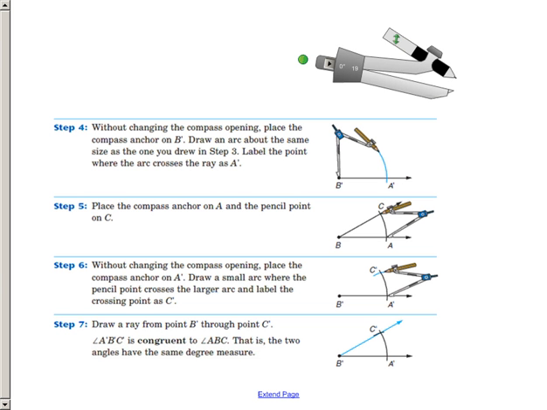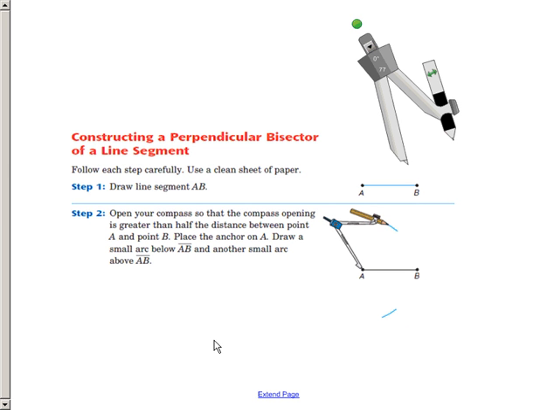So on the first page of the journal that you'll be working on, you'll be constructing an angle just using your compass and your straight edge. You'll be constructing a quadrangle, okay? And the third thing that you'll be doing today is something called constructing a perpendicular bisector.